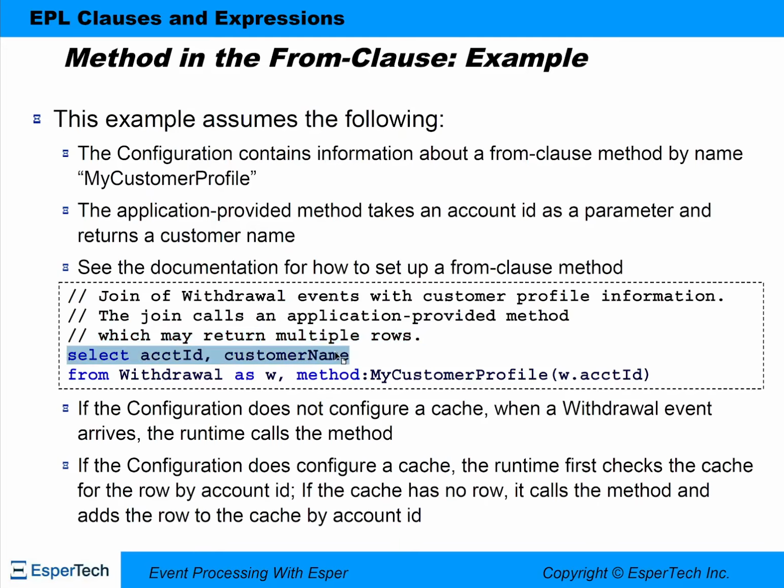Select account ID, customer name from withdrawal as W, method:myCustomerProfile(W.account ID). If the configuration does not configure a cache, when a withdrawal event arrives, the runtime calls the method. If the configuration does configure a cache, the runtime first checks the cache for the row by account ID. If the cache has no row, it calls the method and adds the row to the cache by account ID.